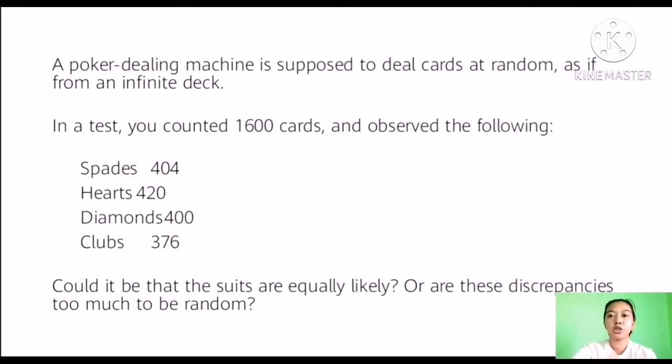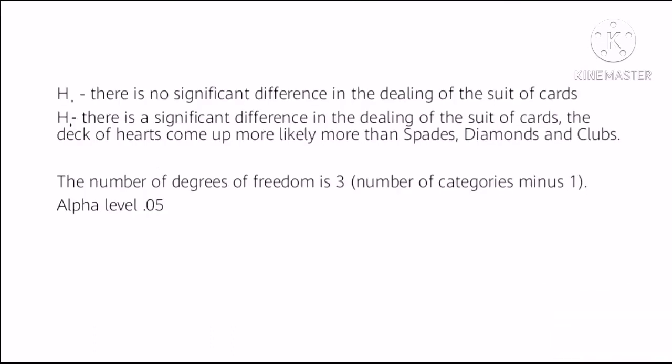A poker dealing machine is supposed to deal cards at random, as if from an infinite deck. In a test, you counted 1,600 cards and observed the following: spades with the number of 404, hearts with 420, diamonds with 400, and clubs with 376. Could it be that the suits are equally likely, or are these discrepancies too much to be random?